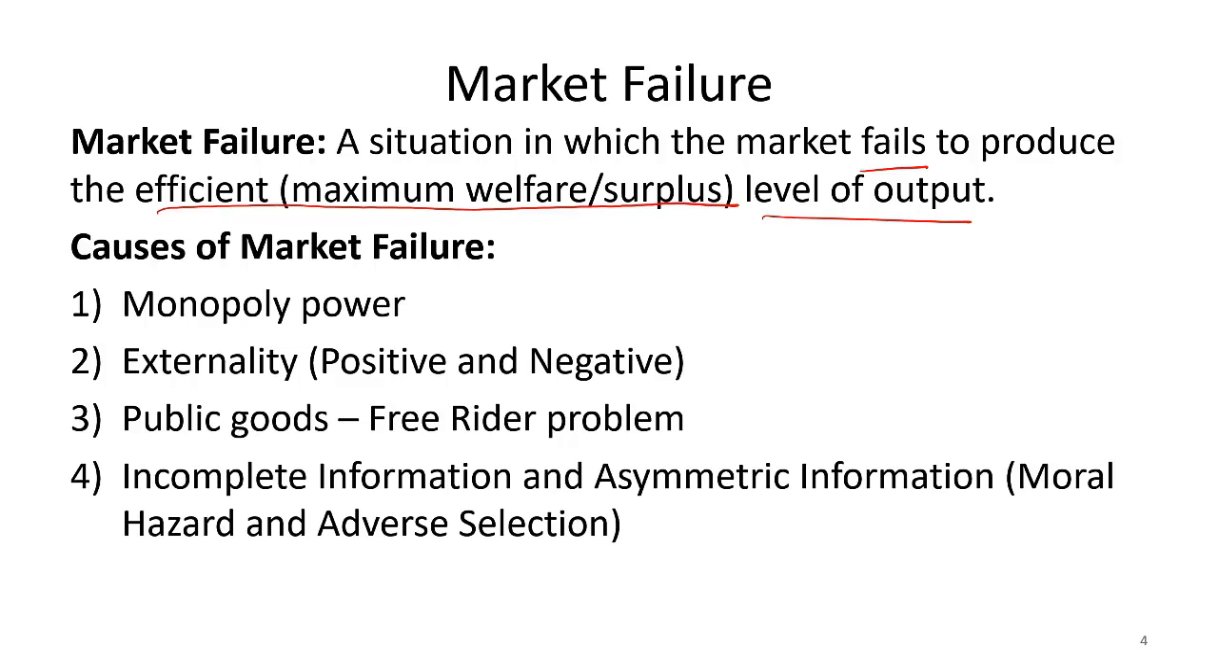The final reason for market failure could be incomplete information or asymmetric information, and it can lead to moral hazards and adverse selection. Now we have done some parts of this when we were doing the firms, and we saw how there are differences in information between the manager and the worker, and that's why managers try to have authority over the workers. We'll extend those concepts beyond a firm and try to understand how incomplete or asymmetric information can lead to market failure.